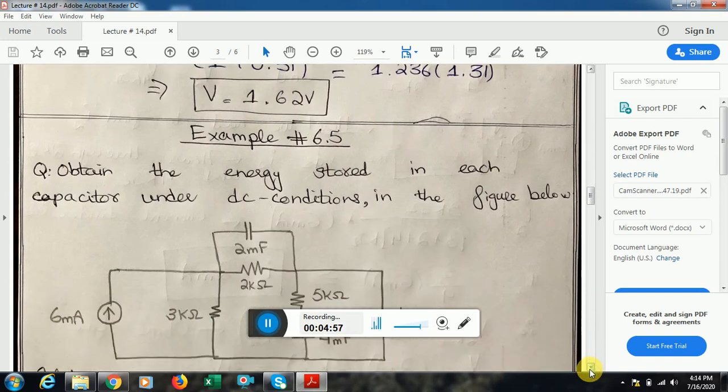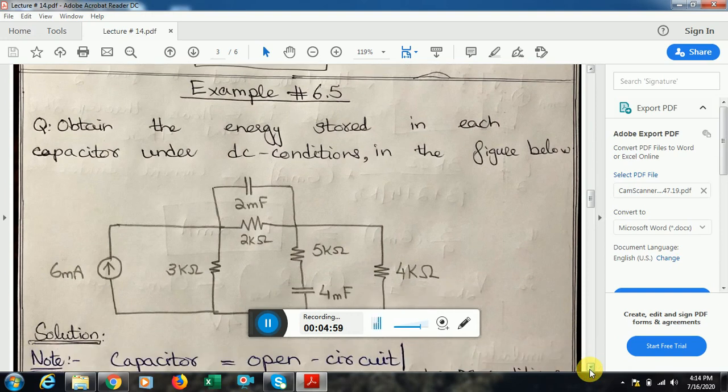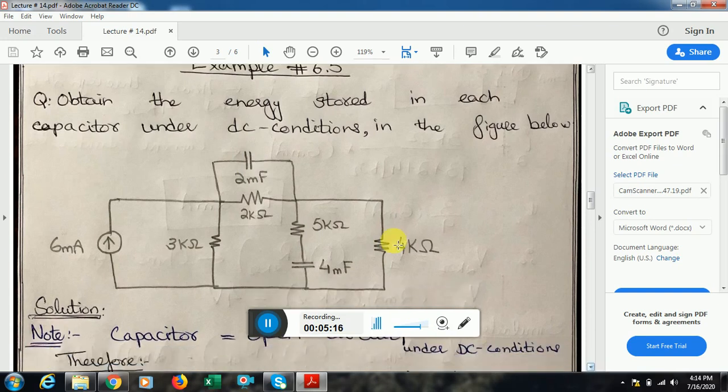we have to find the energy stored in the capacitor under DC conditions. A similar scenario is given in example 6.5. Here we have a circuit. In this circuit we have two capacitors, one over here and one over here. These parallel lines indicate the capacitor. This is the sign of the resistor, and this is a current source. Now we have to find the energy stored in each of the capacitors under DC conditions.